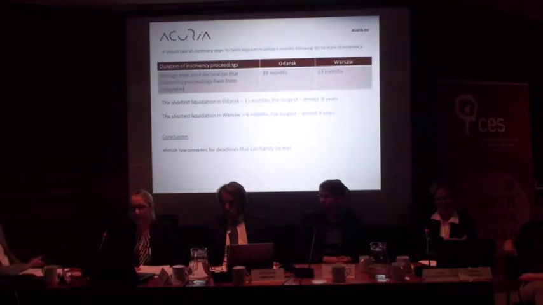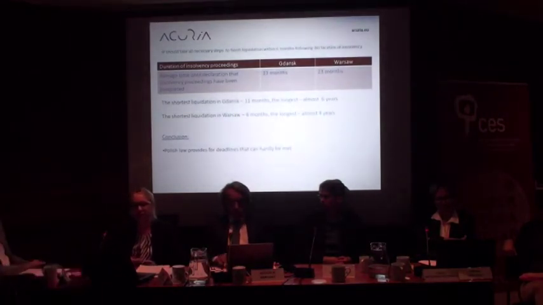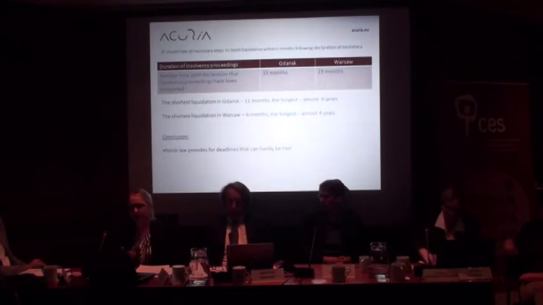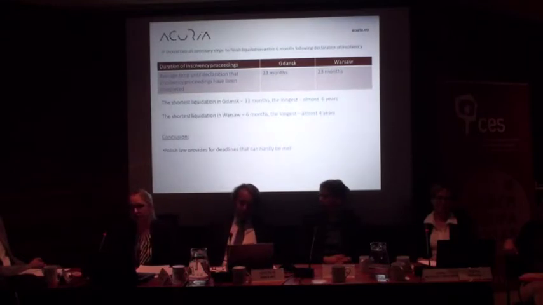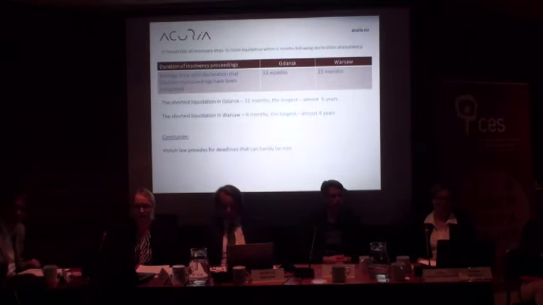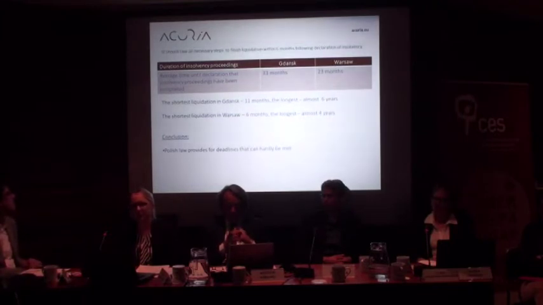In case of the time for liquidation, which is counted from the day the court declares the insolvency until the declaration that insolvency proceedings have been completed, Polish law states that the trustee should finish the liquidation of assets within 6 months following declaration of insolvency. In Gdańsk, the average time until the assets were liquidated was 33 months, and in Warsaw it was 23 months. It is quite obvious for us that this deadline of 6 months, which is included in Polish insolvency law, is very difficult to keep.